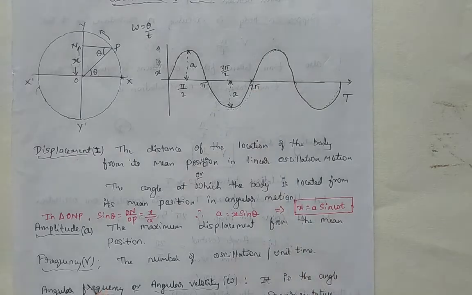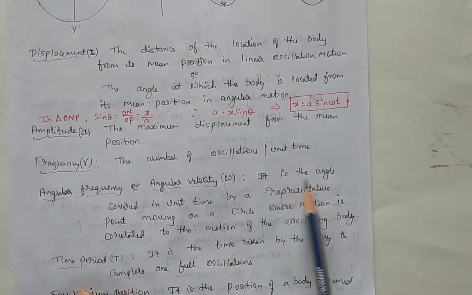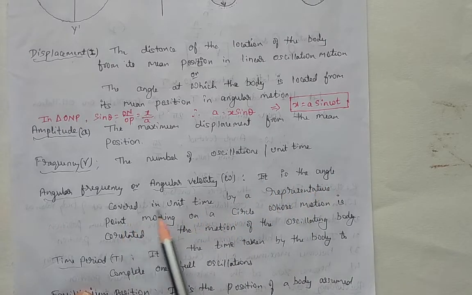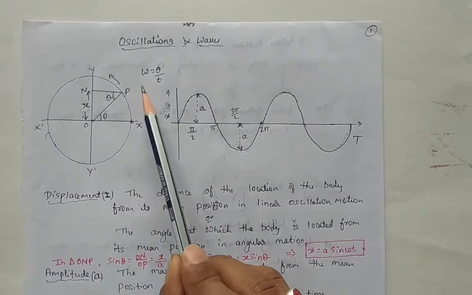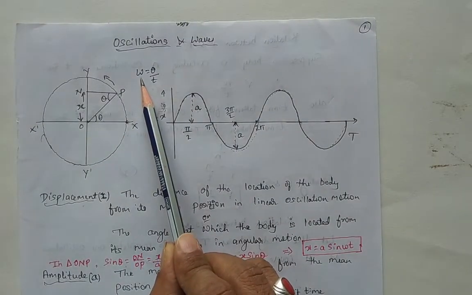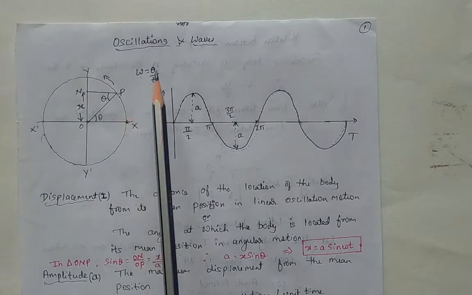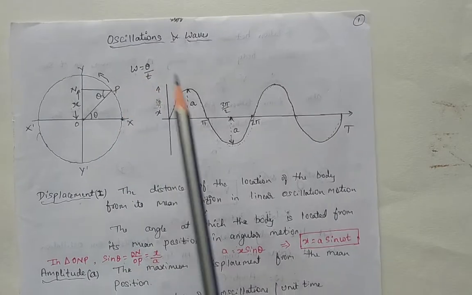Next comes angular frequency or angular velocity. What is the definition? It is the angle covered in unit time. Try to understand. It is the angle covered in unit time. So in the graphical representation we have shown here, that is omega. That angular frequency omega is equal to theta by t. That is the angle covered theta in unit time t. So that is known as omega.